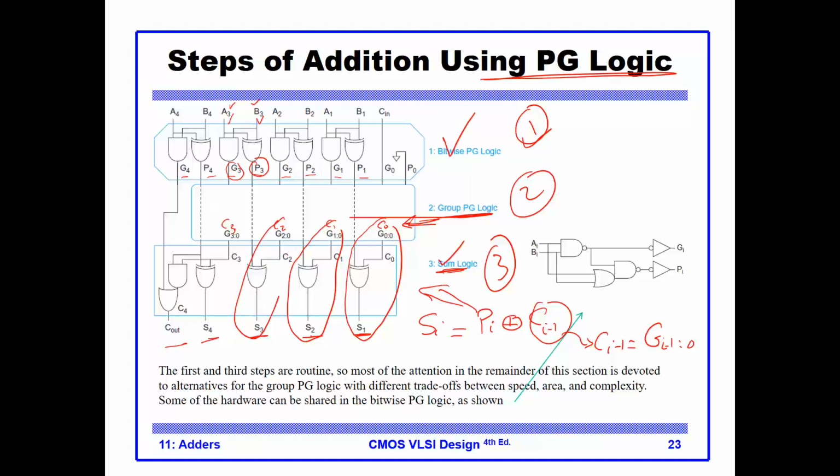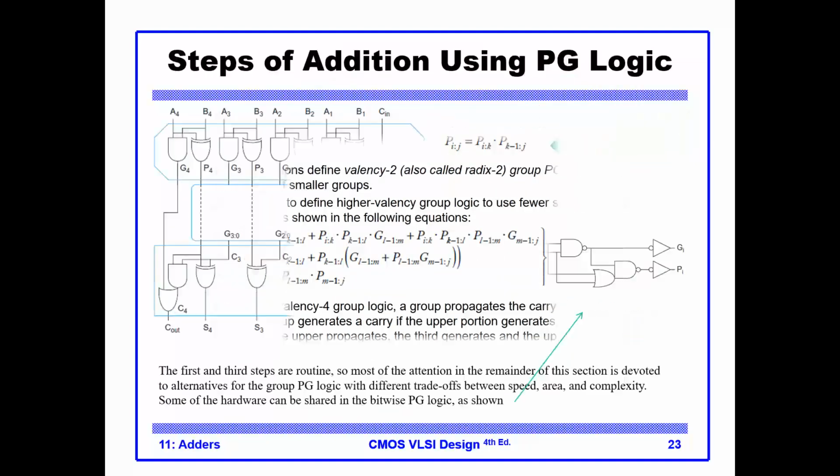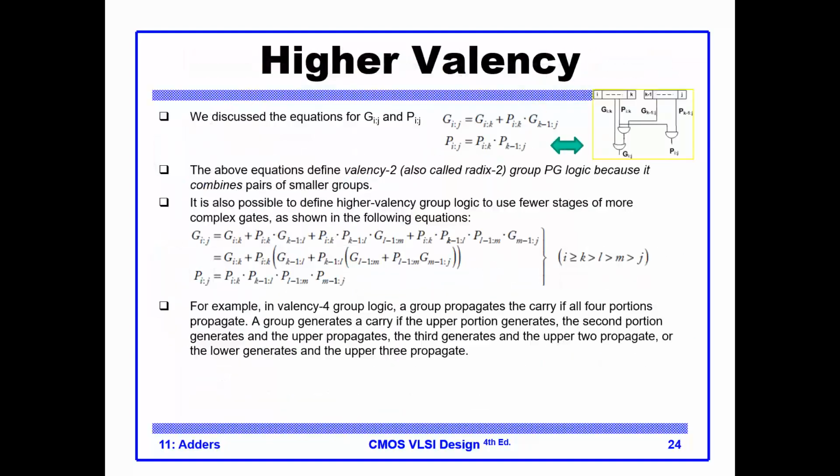The tough part is here. This is where the tough part, stage number 2, is: generating all these intermediate carries. Okay, that's the tough part. All right. Now, of course, right now what we did, we decomposed these expressions based on two periods, right?